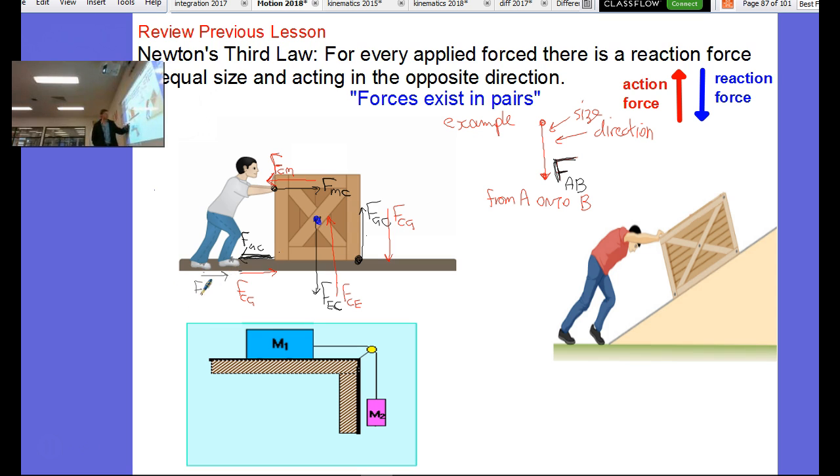This is from the ground onto his shoe. And then equal and opposite, going the other way, is the force of the shoe back onto the ground.